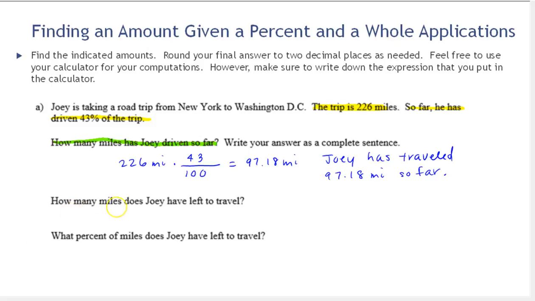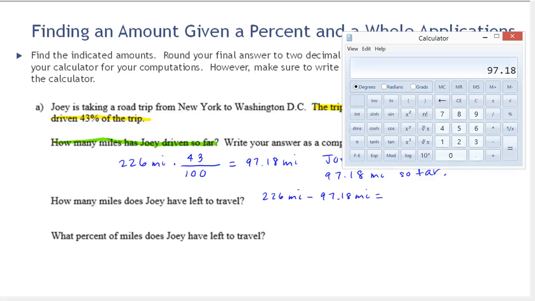Next, we're asked, how many miles does Joey have left to travel? Well, we know the total trip is 226 miles, and we found that he's already driven 97.18. So we can find the difference between those two values to see what part of the trip he has left in miles. So 226 minus 97.18 leaves another 128.82 miles remaining.